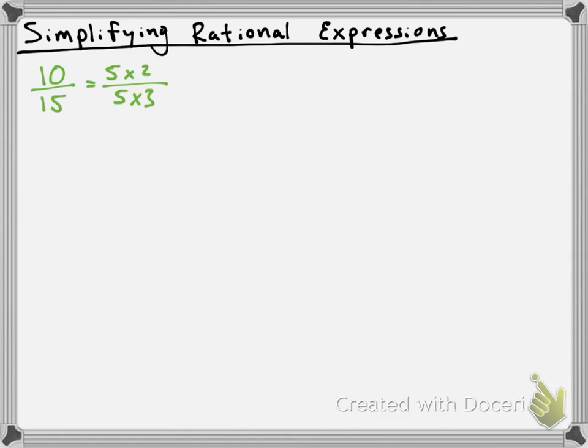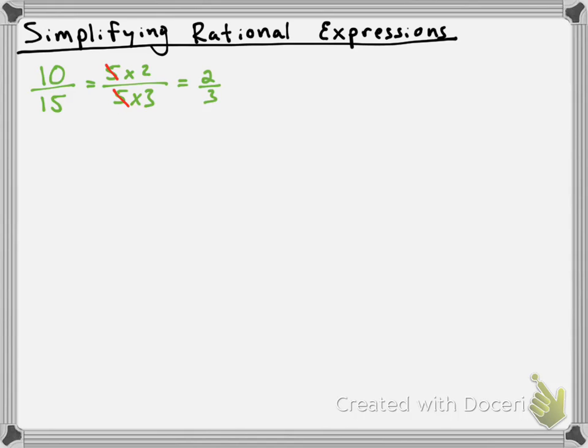Now I want you to notice that there is a factor of 5 at the top and a factor of 5 on the bottom. So we have a common factor of 5 on the top and the bottom. What that means is that those 5s are going to cancel, and all we're going to be left with is 2 over 3. So this is another way that you can simplify a fraction, or put it in lowest terms: by factoring the numerator and the denominator, canceling any common factors, and then writing your answer after you cancel the common factors. Now that we've seen that, we're going to use that same method for rational expressions.